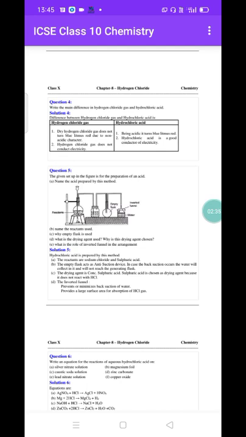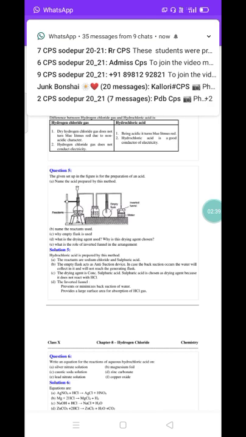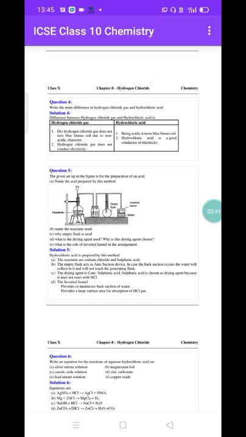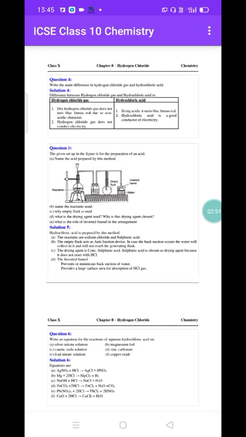Now we have a diagrammatic setup. This diagrammatic setup helps us understand how the preparation has been carried out. You have to name the acid which is prepared in this reaction. It will be HCl, of course. Next, the reactants will be sodium chloride and sulfuric acid.